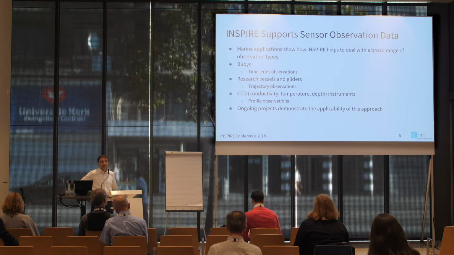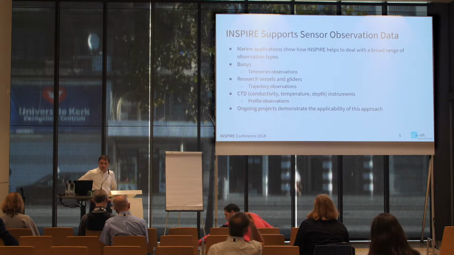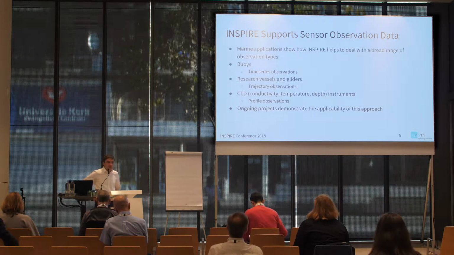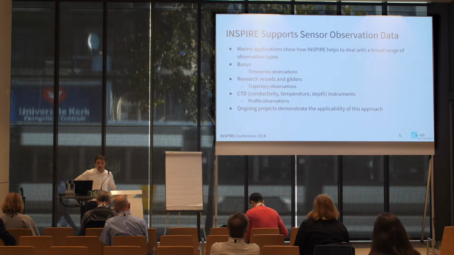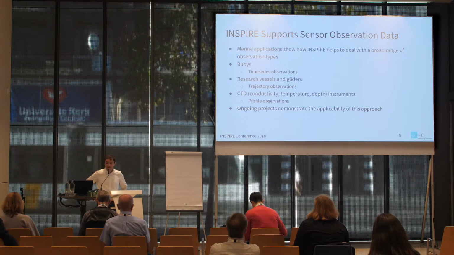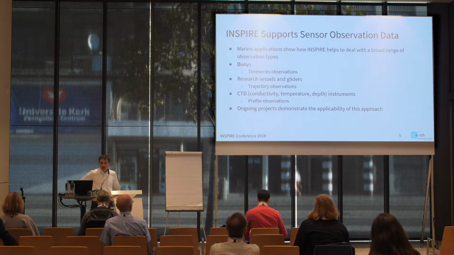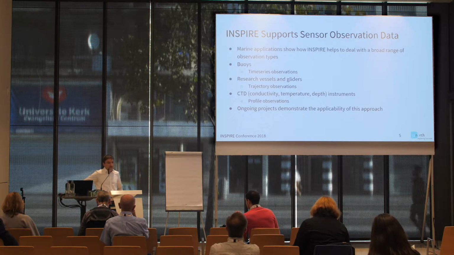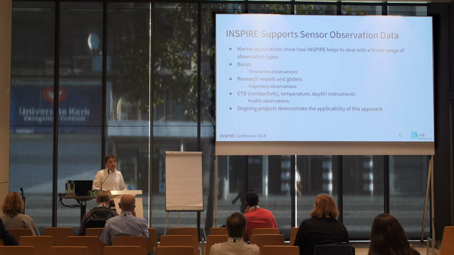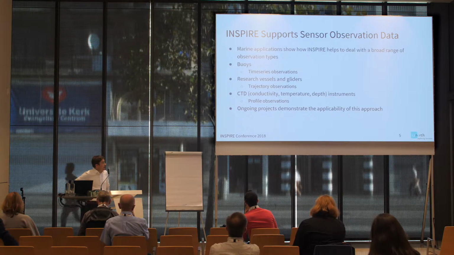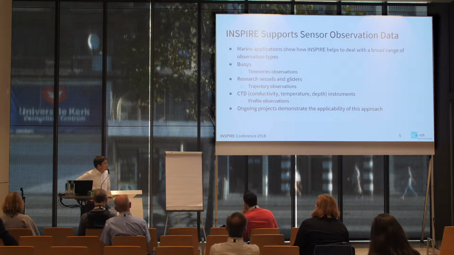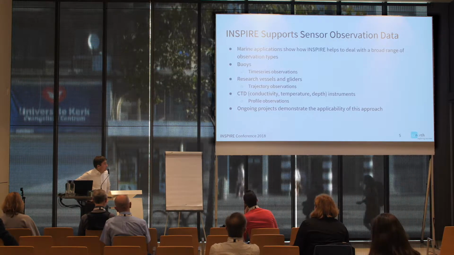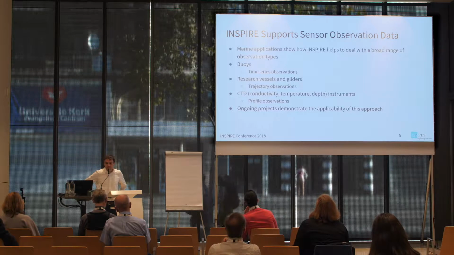Then we may have research vessels and gliders, and these are classical trajectory observations. And then we may have more specific observations as well, like conductivity and temperature measured at different depths. In this case, we get profile observations. So as you can see, there are lots of different ways in which observations are gathered, stored, and then published to other data consumers. The ongoing project demonstrates the applicability of this approach.